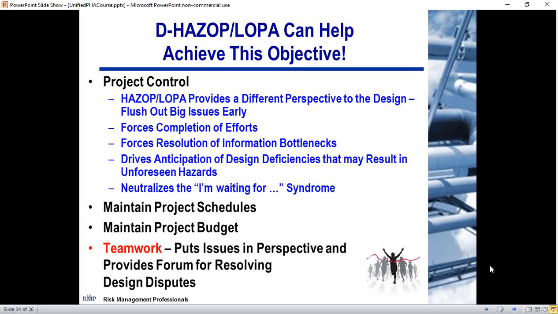So you can maintain project schedules, help maintain project budget, and also it's really a good teamwork exercise to put issues in perspective and provide a forum for resolving design disputes, resolving design deficiencies, finding vulnerabilities, finding weaknesses, and getting them resolved while your facility is on the drawing board rather than trying to retrofit it after it's in operation.